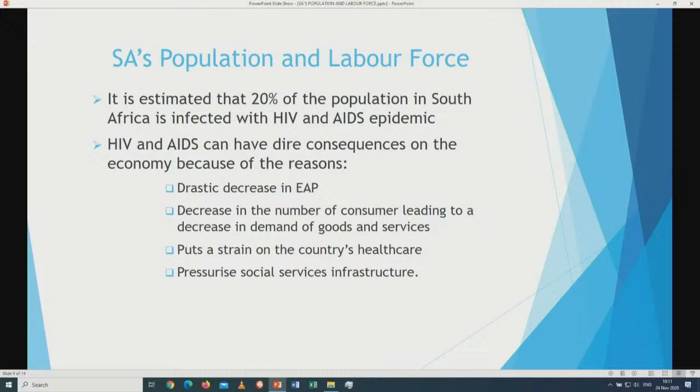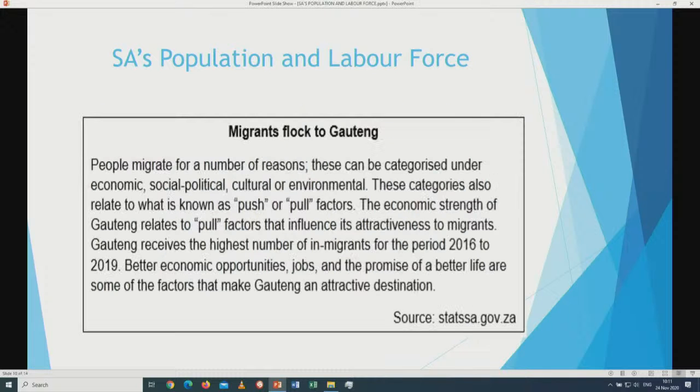Now, I would like us to look at some of the possible questions that you may find in the question paper addressing this specific topic of South Africa's population and labor force. And the first question is a question on the extract. We call it a data response question. You may get a question like this one. Normally a question like this one carries 10 marks.